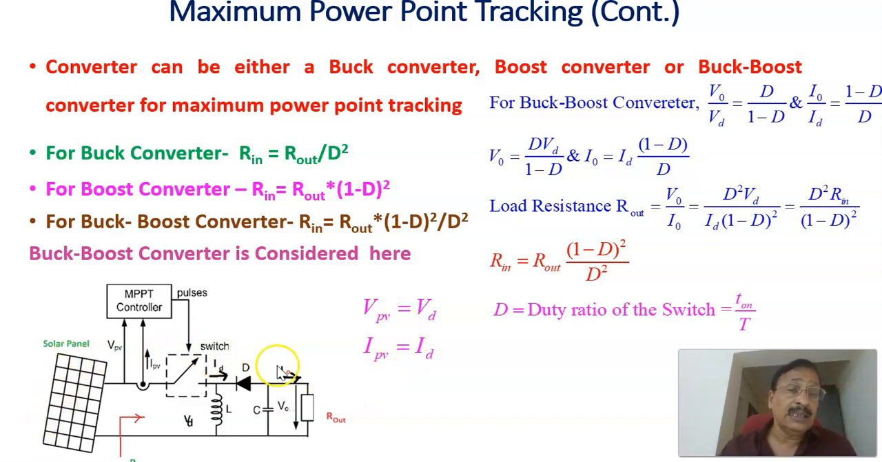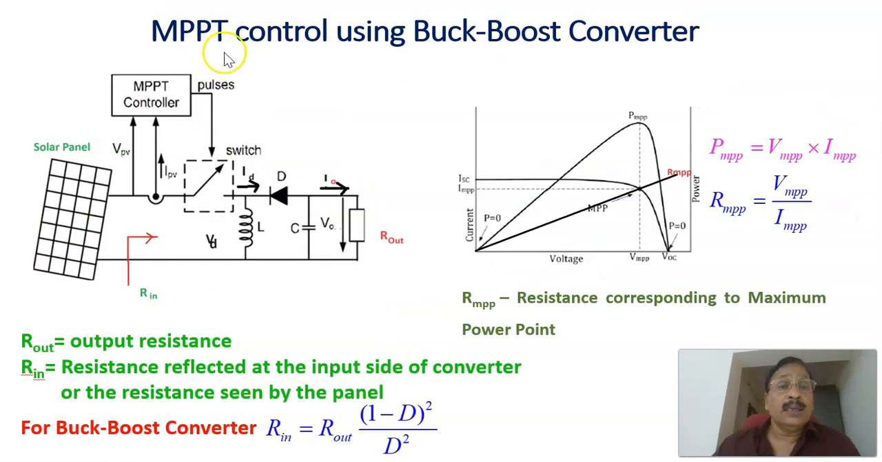This is the diagram corresponding to the buck boost converter and the solar panel. This is the buck boost converter: the switch, the inductor, the diode, and this is the load. It is controlled using an MPPT control algorithm, which we'll see later. For that, we have to sense the instantaneous solar panel voltage and solar panel current. Based on that, the duty ratio of this switch will be fixed. Continuing the MPPT control using a buck boost converter, this is the buck boost converter.